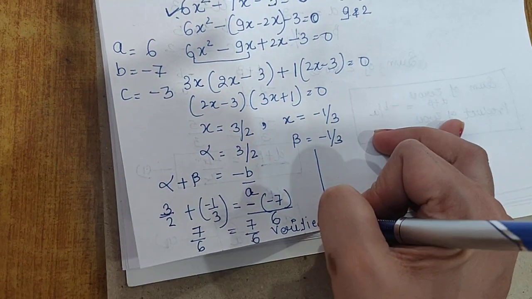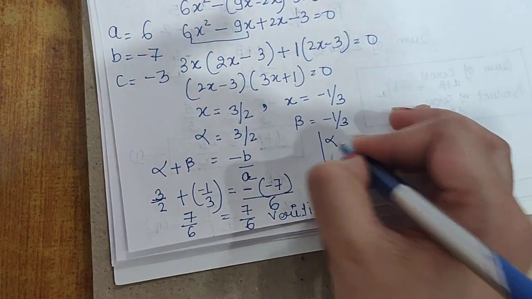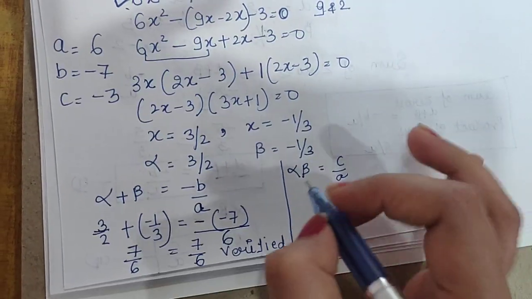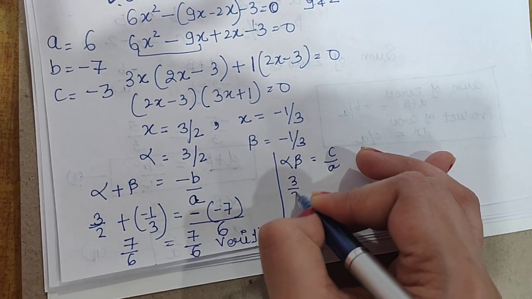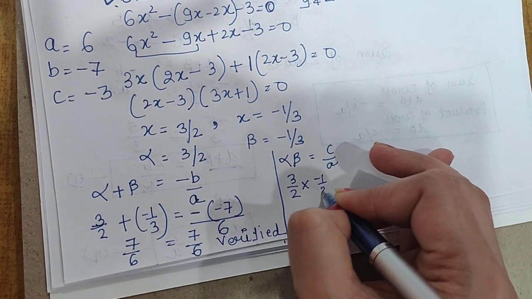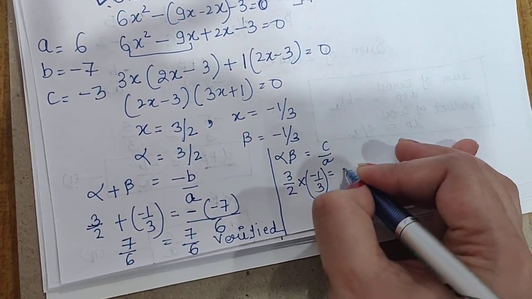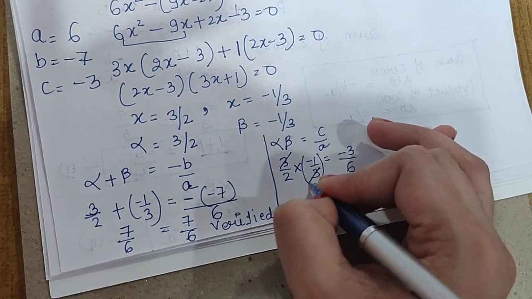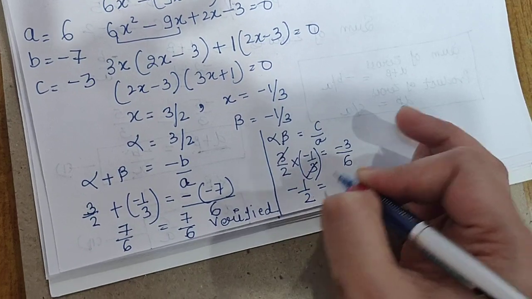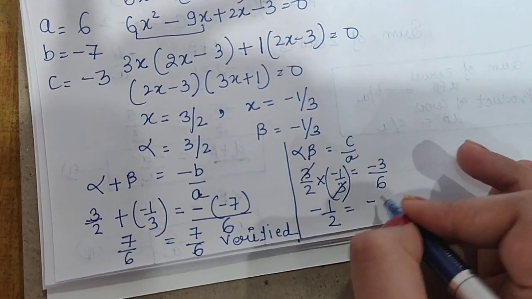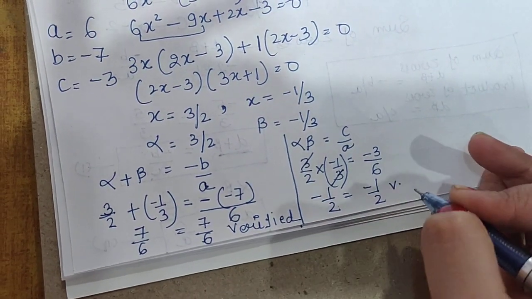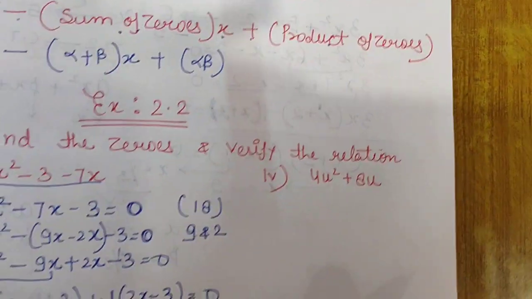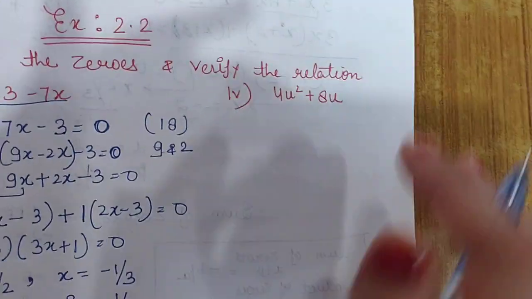Now the second relation: alpha into beta should be equal to c upon a. Alpha value is 3 by 2, beta value is minus 1 by 3, c value is minus 3, and a value is 6. What is coming? Minus 1 by 2. Here also, when we reduce this fraction, minus 1 by 2 is coming. So this is also verified. Clear?